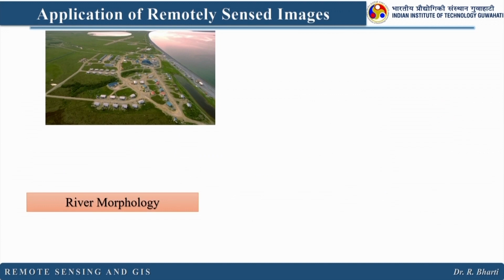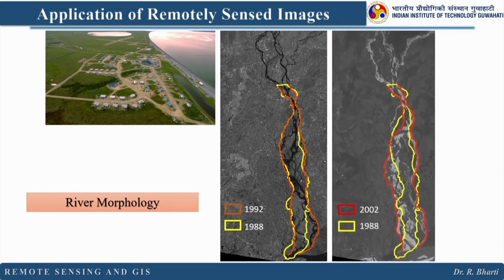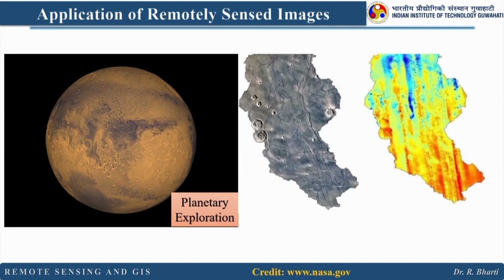River morphology, this is one of the very interesting problems where you can always find how much shift or how much this river has migrated from one place to another place. You can see here. Then for planetary exploration, I would say remote sensing is the only available option or available technique to explore the planets. Here you can see some of my work which has been already published, which I will share with you over time.